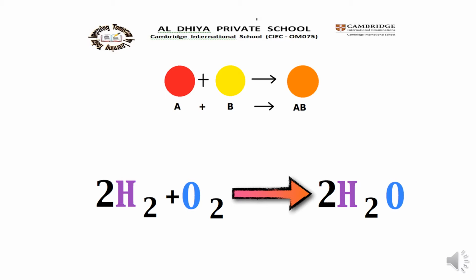Example for combination reaction, when hydrogen combines with oxygen to form water, which is a compound. Hydrogen and oxygen are the elements. Another example, when carbon combines with oxygen, it forms carbon dioxide. Or magnesium combines with oxygen to form magnesium oxide. Or calcium combines with oxygen, calcium oxide is formed. These are the examples of combination reaction.